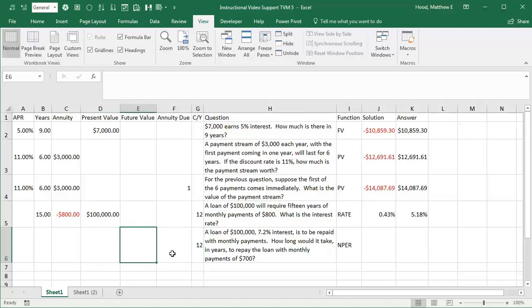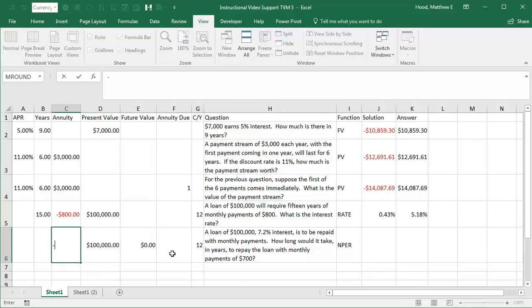I've got to make the future value turn out to be 0. I'm going to type it in this time. Present value is 100,000. Oops. And monthly payment is 700. So 700 leaves the hands of the borrower every month. How long? I don't know the number of years, but the interest rate is 7.2%.